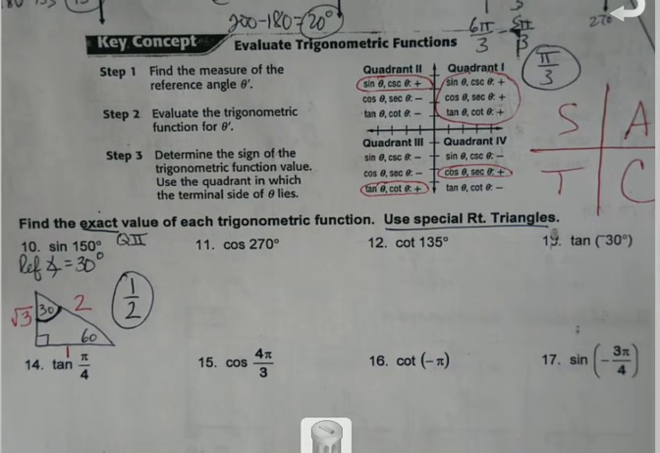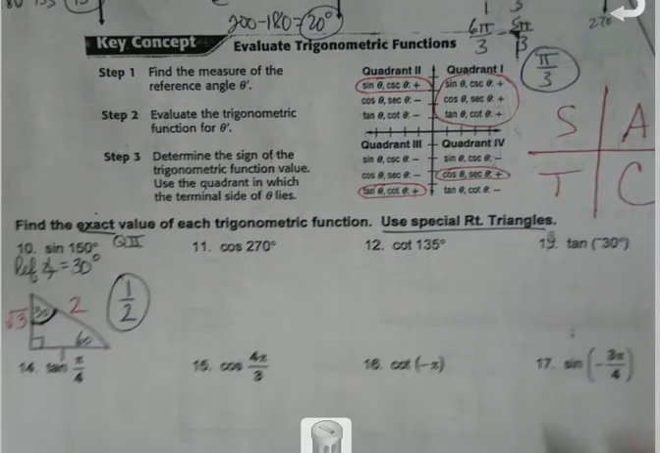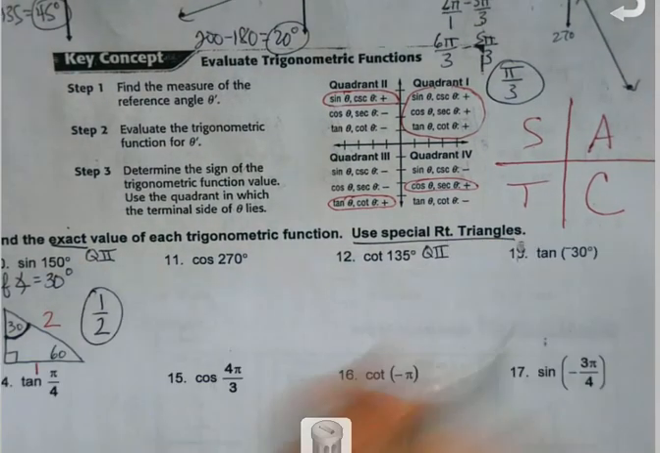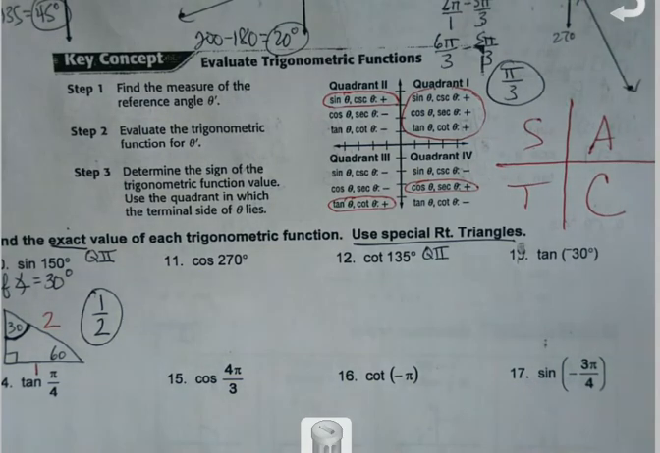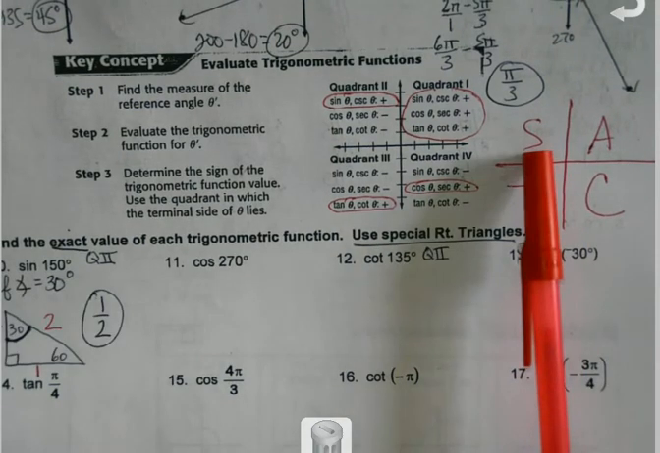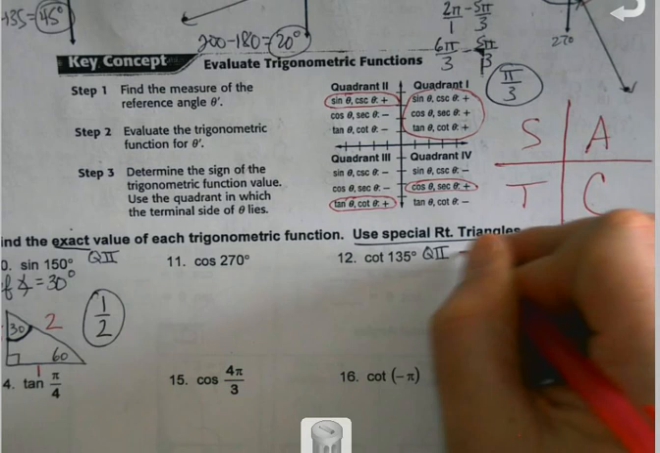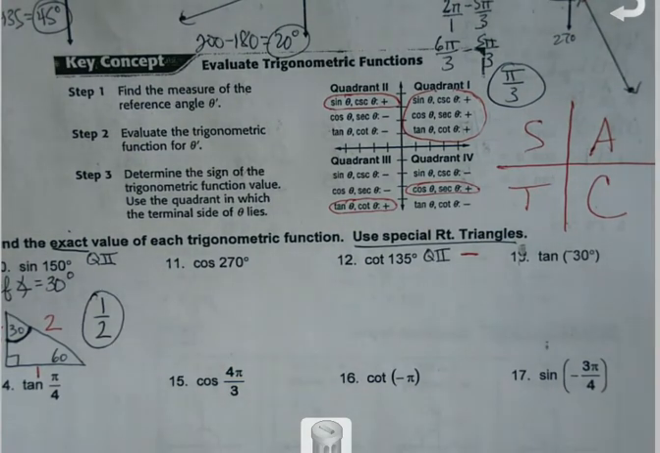Okay. I'm going to skip number 11 for a minute, because that's a quadrantal. We're going to get to those special cases in a minute. Let's go to 12. Cotangent goes hand in hand with tangent. 135 degrees. What quadrant are we going to be in? Second. So in the second quadrant, are tangent and cotangent positive or negative? They're negative, because in the second quadrant, only sine is positive. So I know whatever answer I get is going to be negative. Mental note to myself.